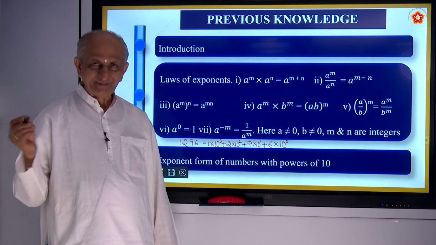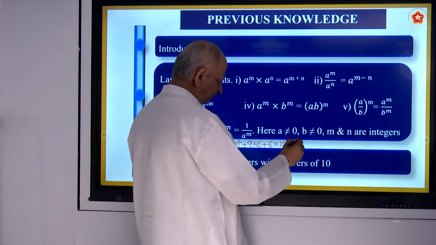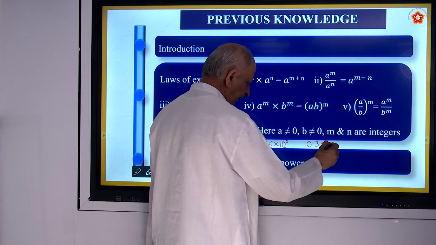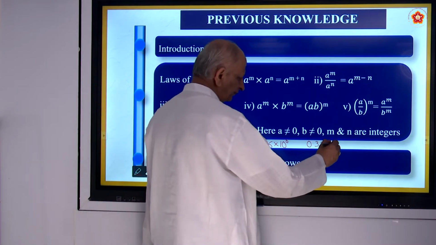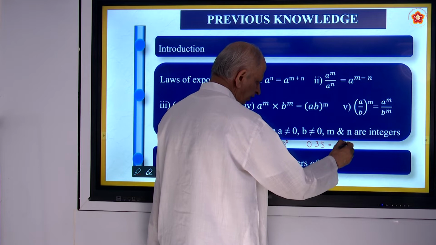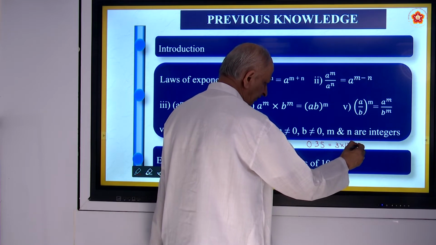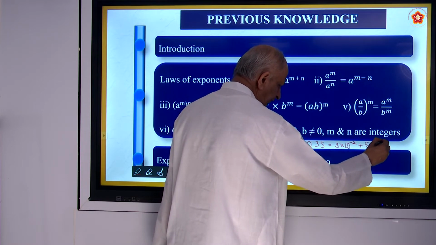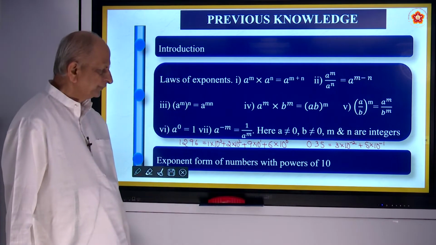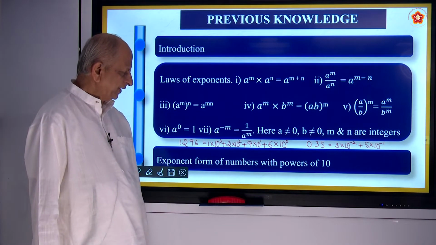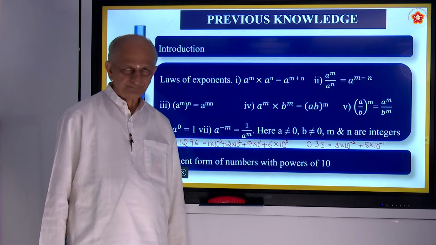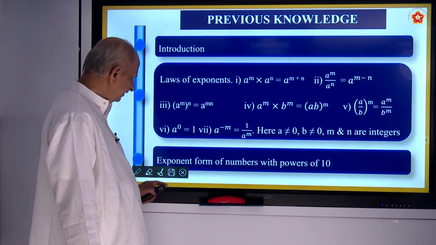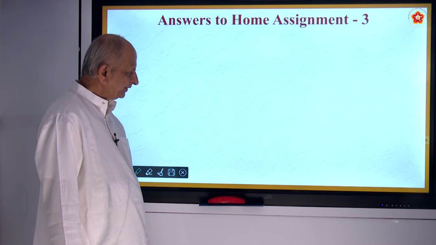Correct? This is how you write in the terms of powers of 10. And it is true for decimals also. Suppose you have 0.35. How to write it in powers of 10? This is 3 into 10 to the power of minus 2, second decimal place, and 5 into 10 to the power of minus 1. Correct? So this is the way of writing in the powers of 10. Okay, that is called decimal system. So these are the things you already studied. Now we will see some home assignment.